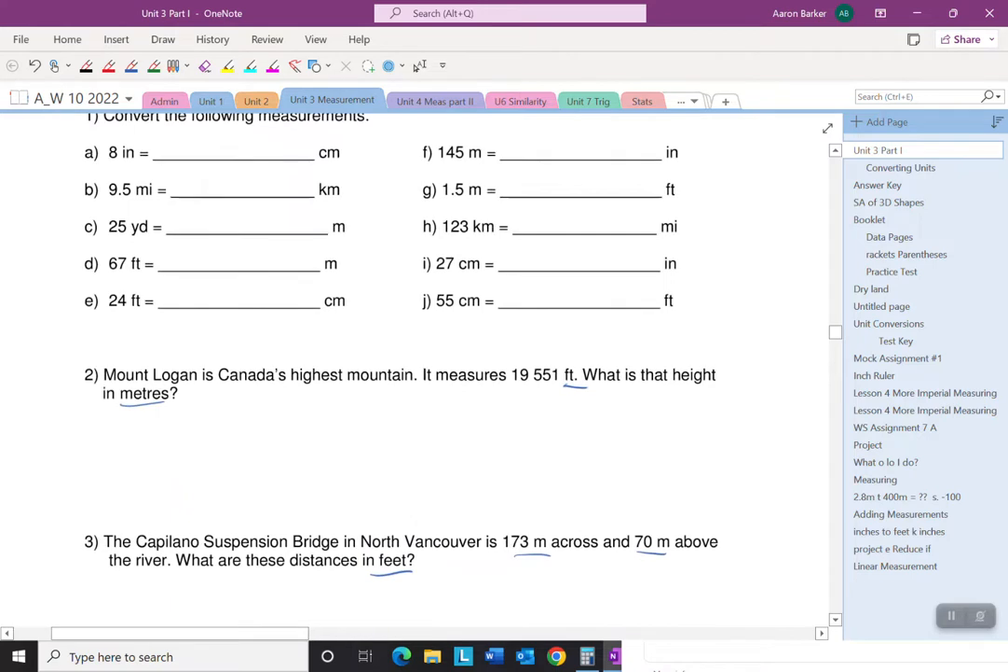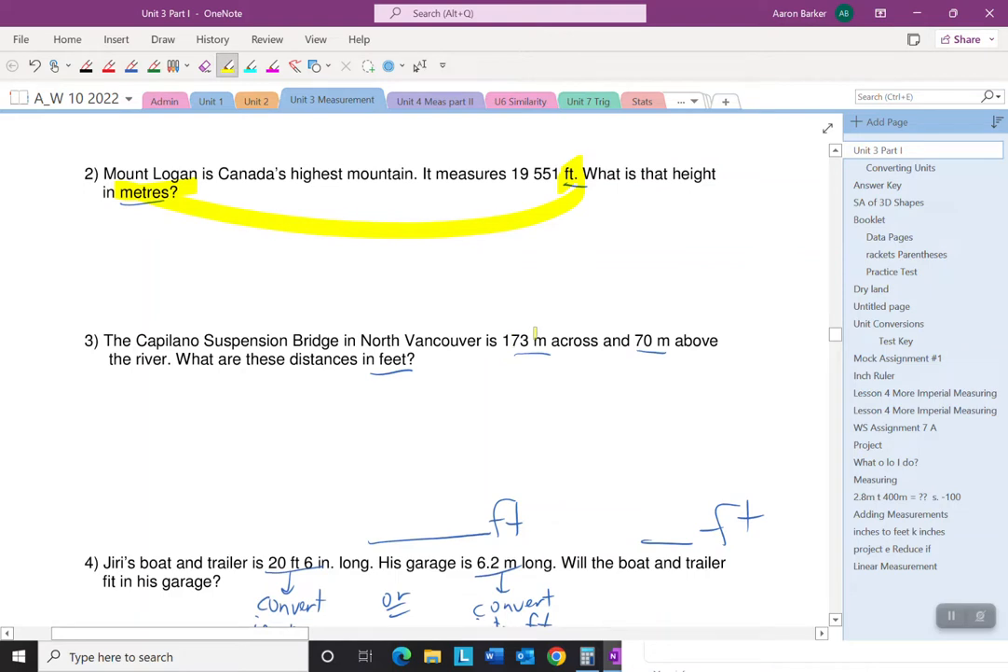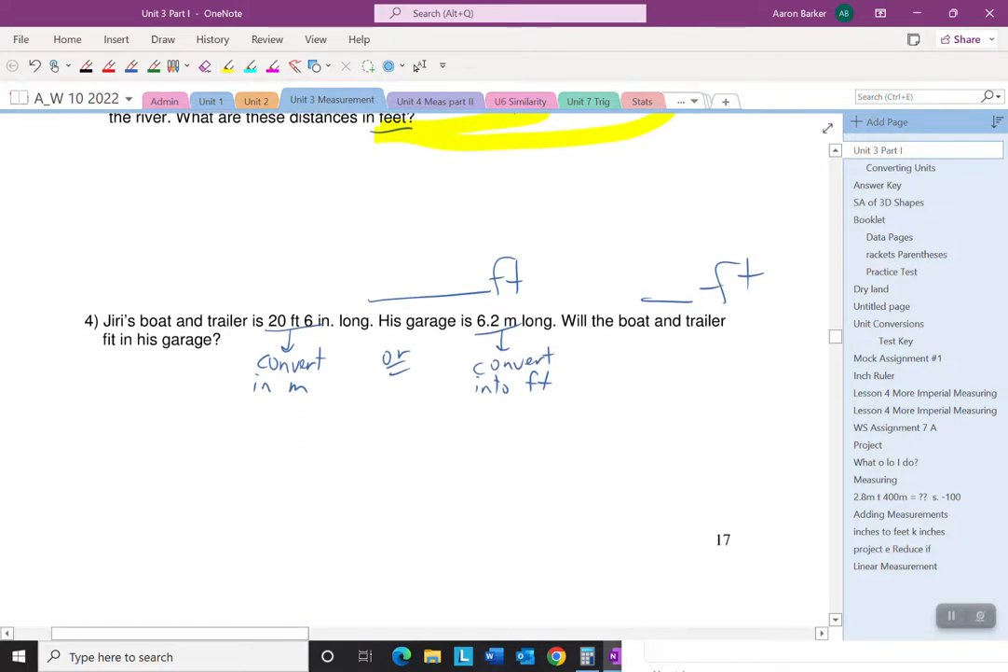After a little bit of practice, you have some word problems. Basically, you're converting one measure into another. So you're going to convert feet into meters. Question number 3, you're going to convert meters into feet, and then add them together. Here, you have to be careful. You have to convert both of those into meters. So what I would do, well, you tell me what you would do. You decide what you want to do.